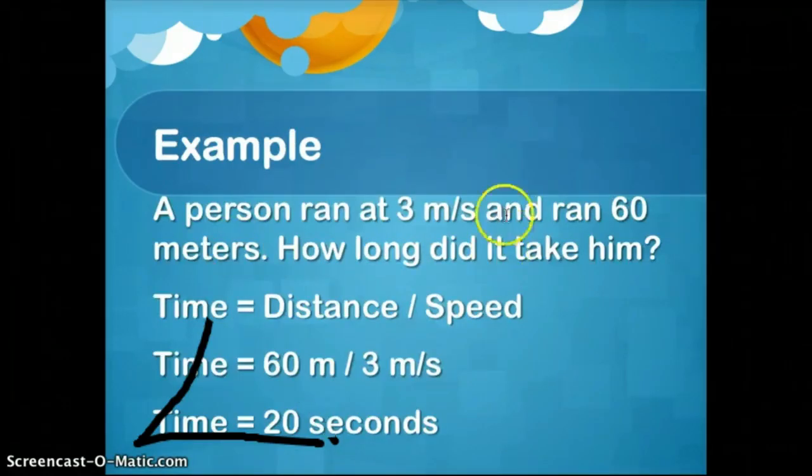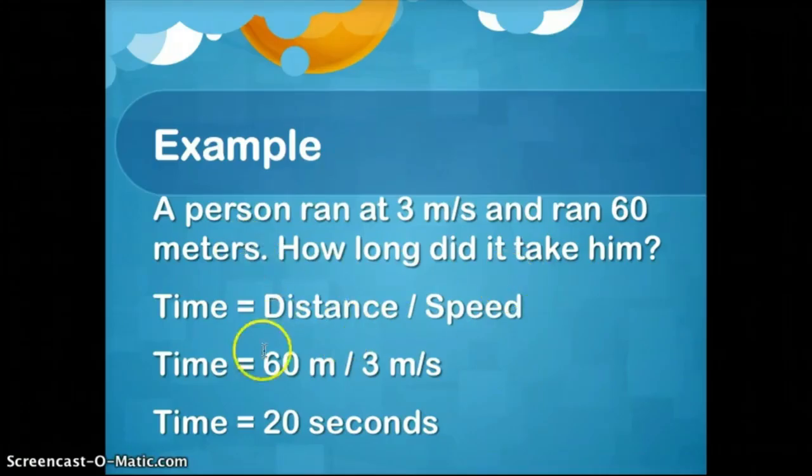So a person ran at 3 meters per second, which is a speed because you see meters per second. Anything per second or per mile or per minute or per hour is going to be a speed. So this is the speed, this is the distance, 60 meters. How long did it take them? What was the time? You would do time equals distance divided by speed.